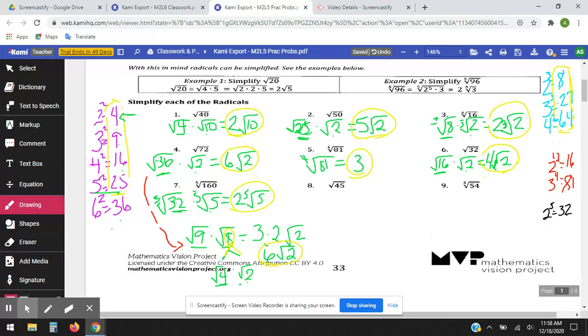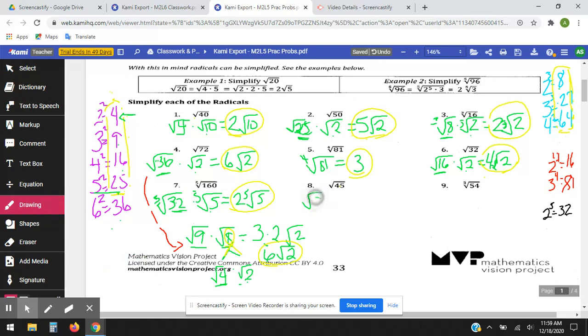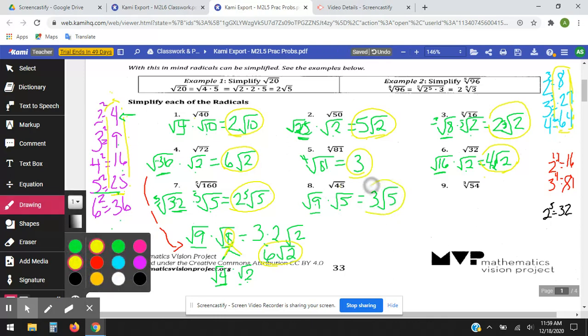All right, next, 45. We're back to square roots. We're back over in this column over here. So 9 goes into 45 evenly. Square root of 9 times square root of 5, because 9 times 5 is 45, right? Okay, good. So now square root of 9 is 3. Can't do anything with our 5. 3 square root of 5.